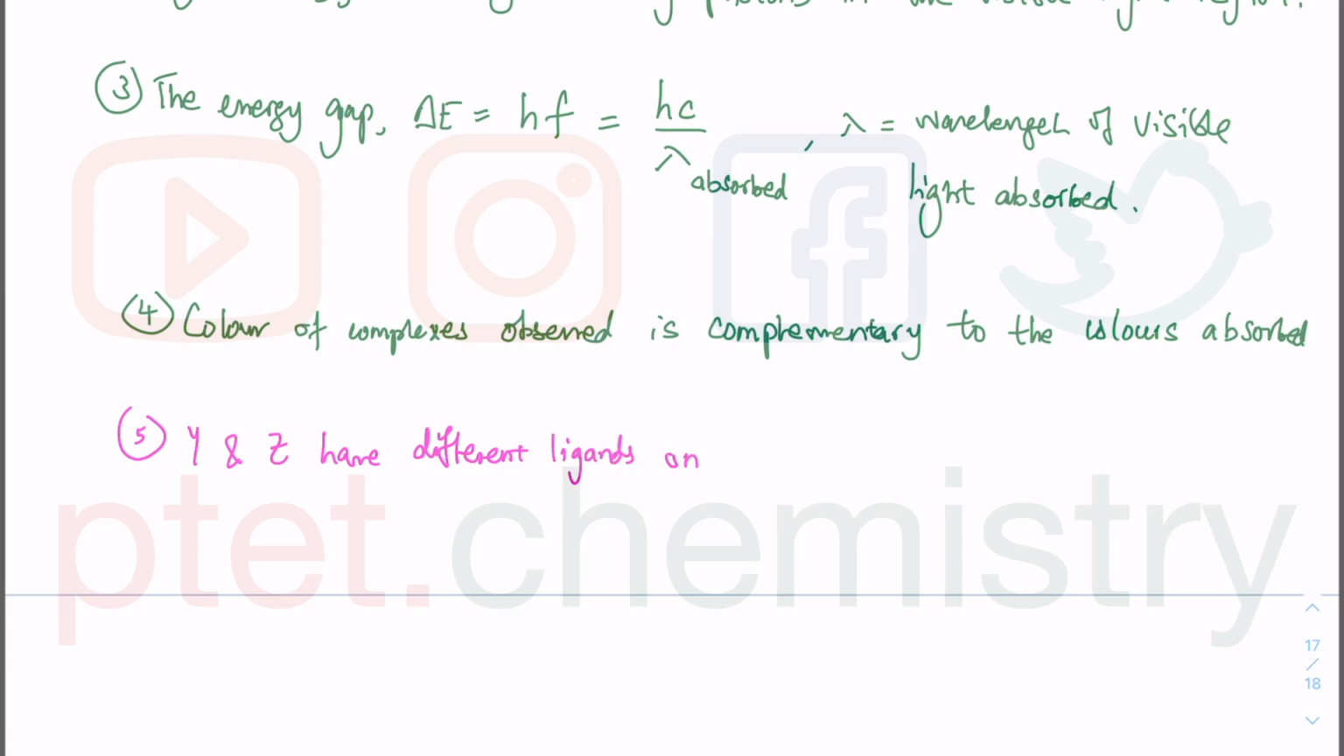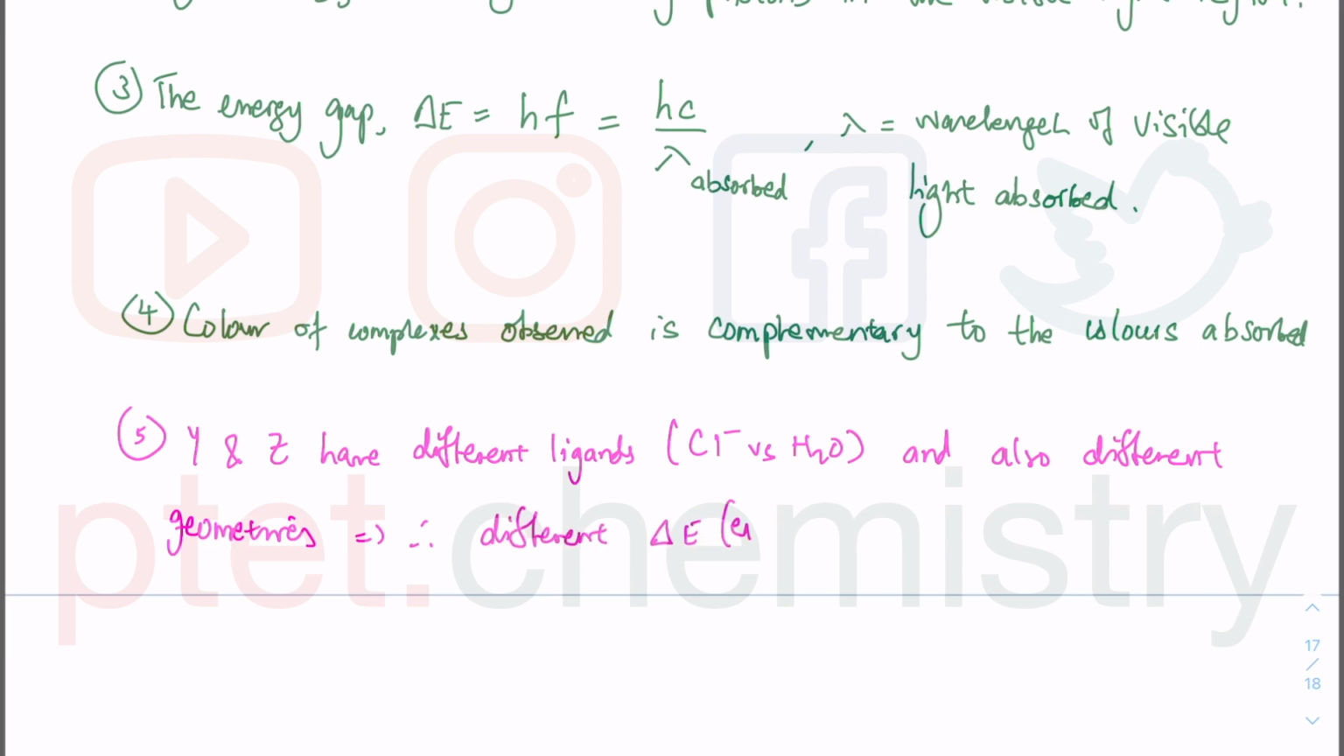They have different ligands on the metals. Perhaps I could mention what ligands it was: Cl minus for Y, H2O for Z. Different geometry as well, by the way. Different shape. One was tetrahedral, one was octahedral. So therefore, I can say different delta E.